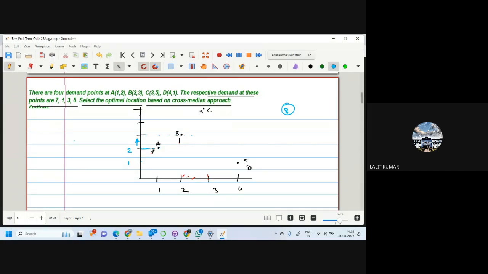what we have to do. First, we have to do horizontally, and then we have to do vertically. So here, see, demand is 7. Here, demand is 1. If you take progressively, so this is 7, this becomes 8, here it becomes 11, here it becomes 16. Just give me 30 seconds.